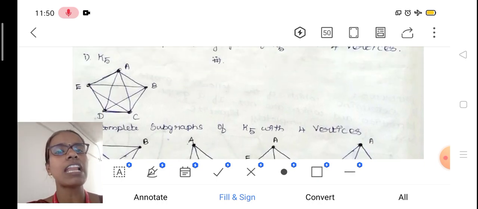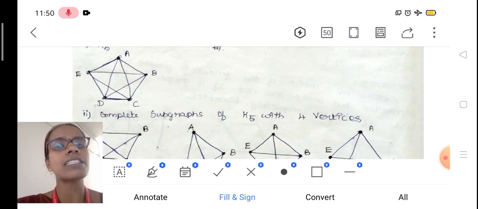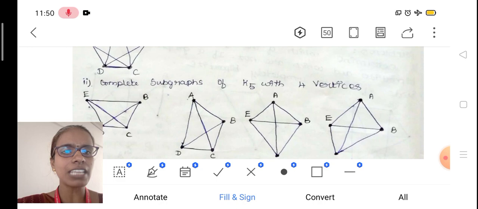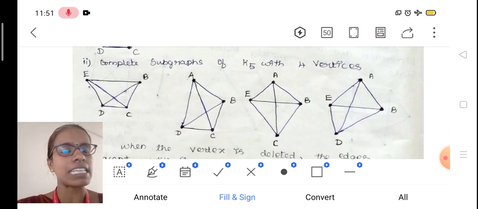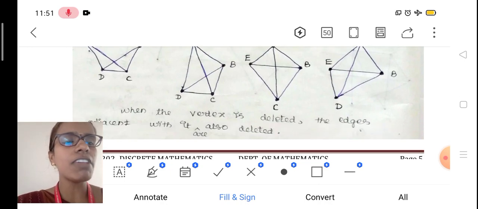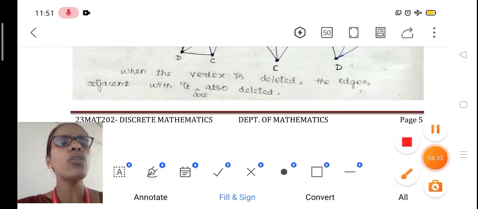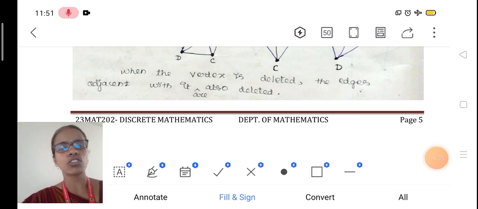Suppose we are going to delete the vertex A from the graph. That means I have to delete the edges AE, AD, AC, AB. We already know the concept, right? And in the next graph we deleted E, so correspondingly I have to delete its corresponding edges. That way we formed 4 subgraphs. So when a vertex is deleted, automatically the edges adjacent to it are also deleted. I think now you know the concept, right?